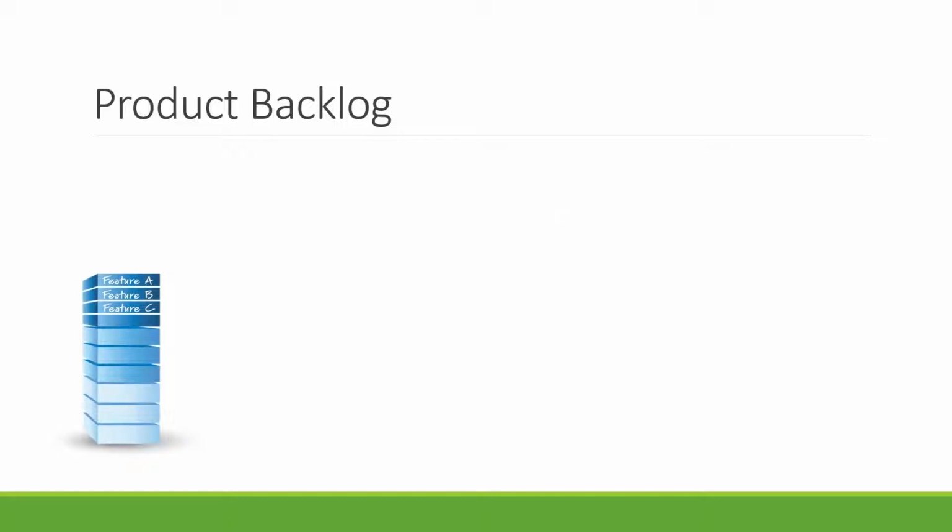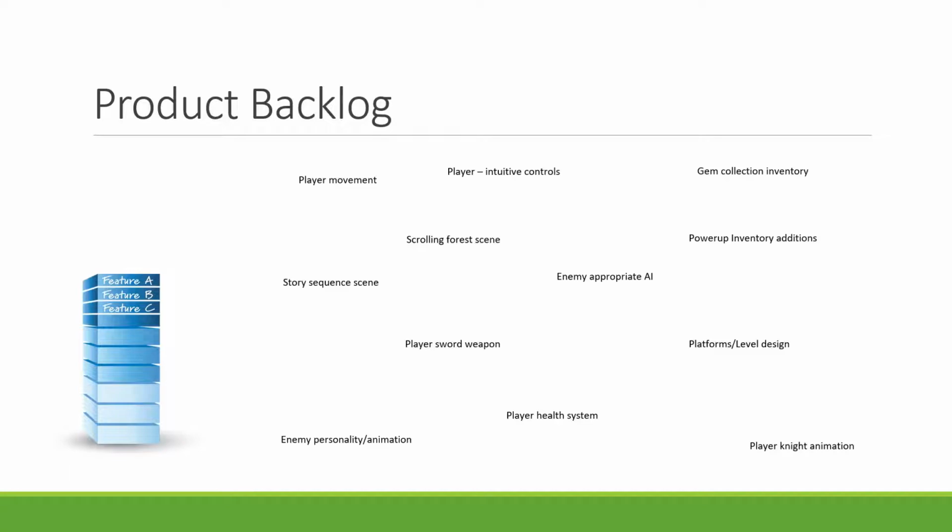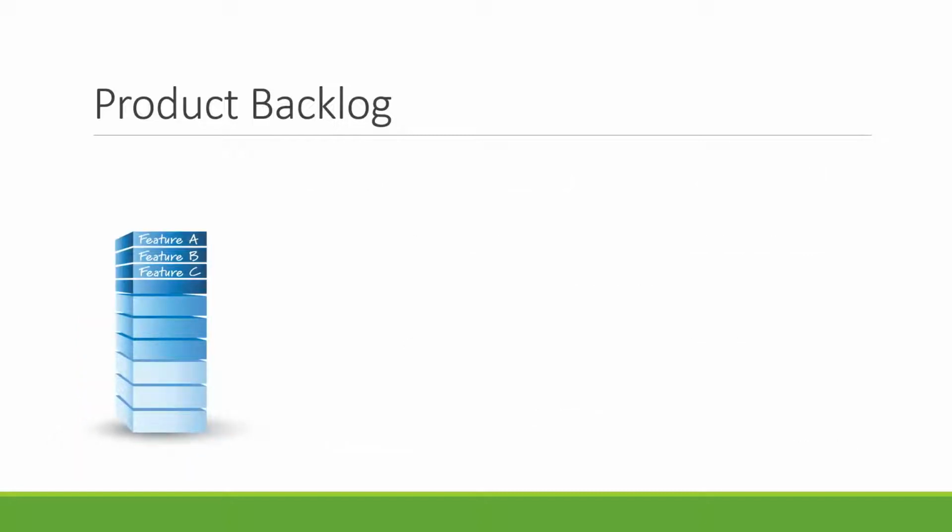So for a game that I was recently working on, we had a brainstorming session and we came up with all these ideas that would be in the game that we're going to do. So we had all these different ideas here. And so the idea, what we do with a product backlog is we take our ideas and we list them from the most important to the least important. So we ended up with something like this.